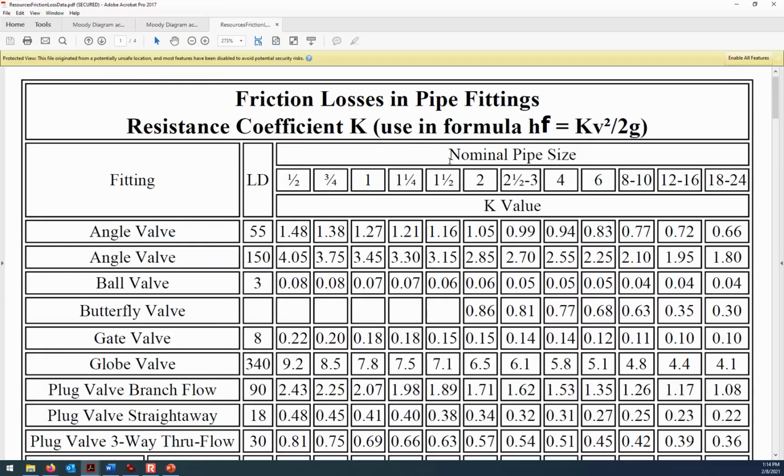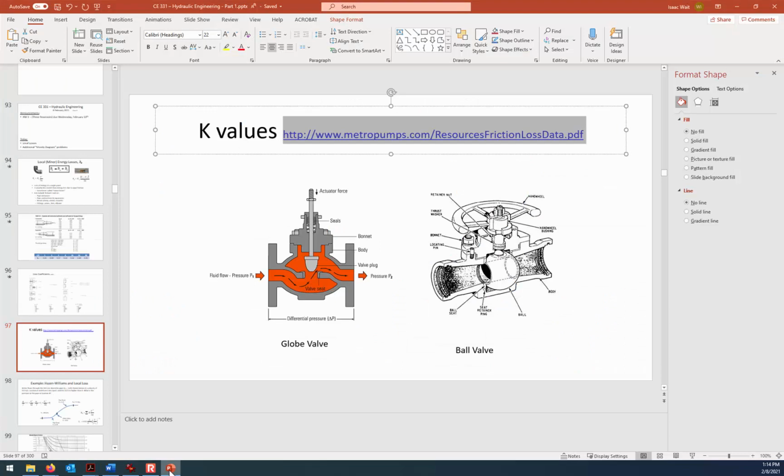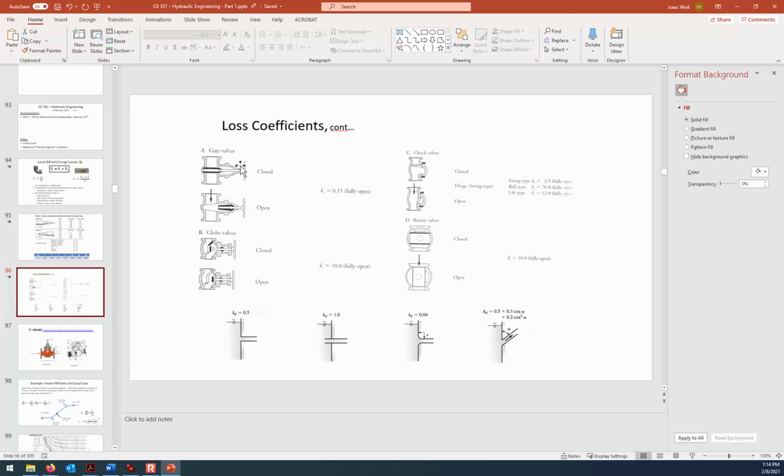Here we go. All right, so here are the K values that are provided by that manufacturer. The most common valve for residential purposes? Well, I have a gate valve coming into my house. Which one you'd use partly depends on how quickly you need to close it. The gate valve is good because it has a very low K value, but it takes a lot of turns to pull that gate up out of the way.